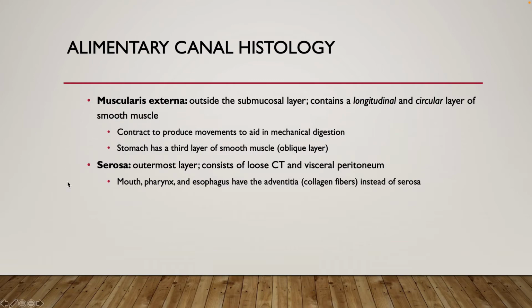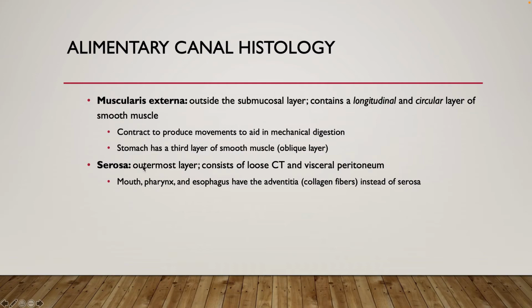Now, the third layer that we see only in the stomach is called the oblique layer. So it is more obliquely oriented, whereas this one is oriented longitudinally, and this one is oriented circularly. And so when you look at drawings and different models of this, these different layers of the muscularis externa become a little more evident. Now, the outermost layer external to our muscularis externa is our serosal layer.